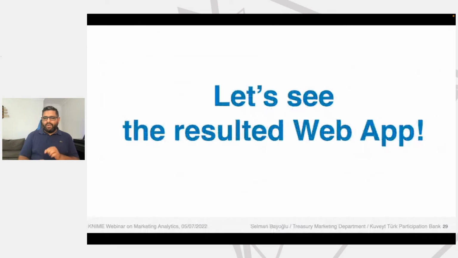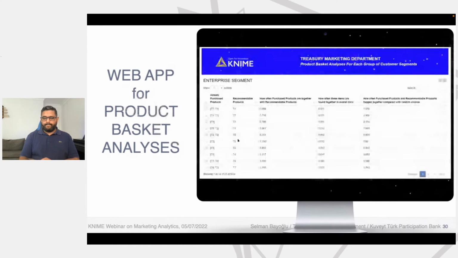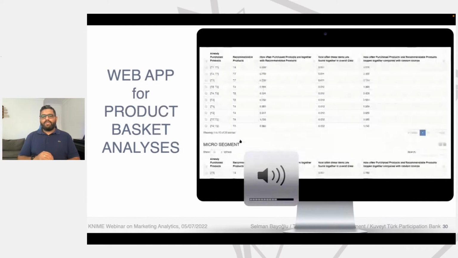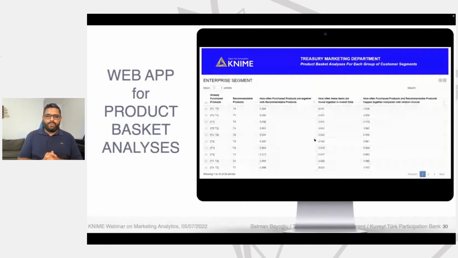Let's see the resulting web app that we have built on our Knime server, how it has been visualized and presented to us and to our fellow departments. This is the web app for product basket analysis. You see, I just labeled our products with T for treasury: T1, T2, T3. Here on the left-hand side you see already purchased products. Let's say T7 and T1 are purchased by a group of clients.